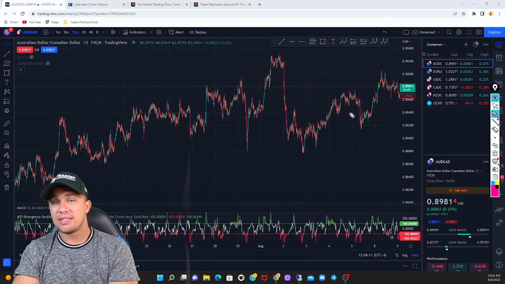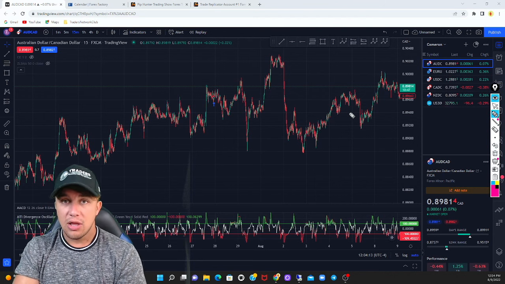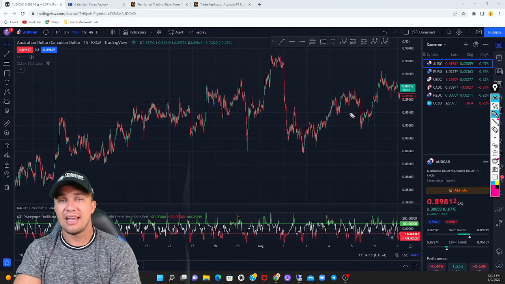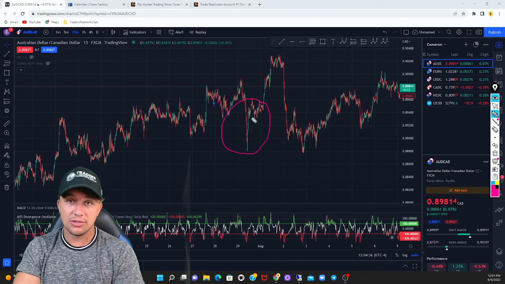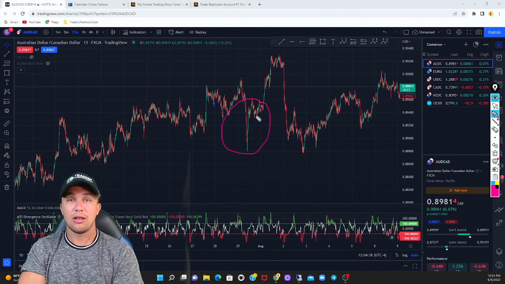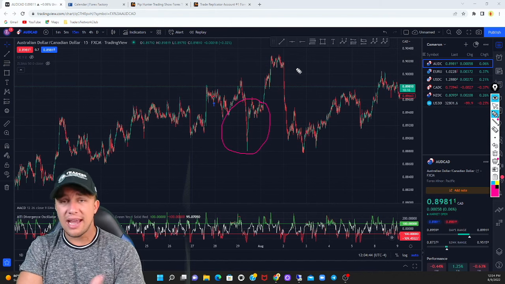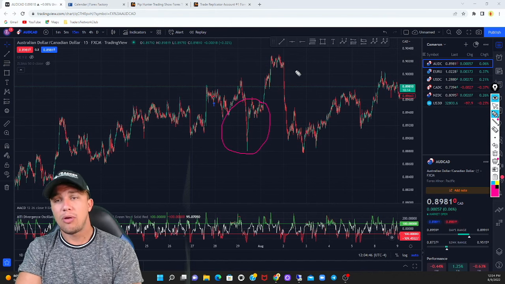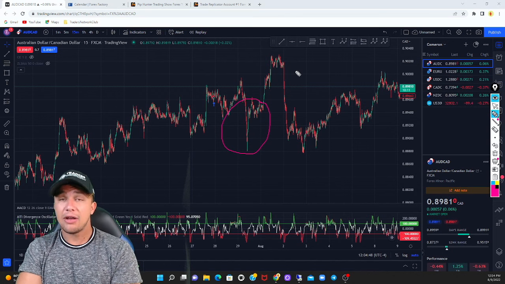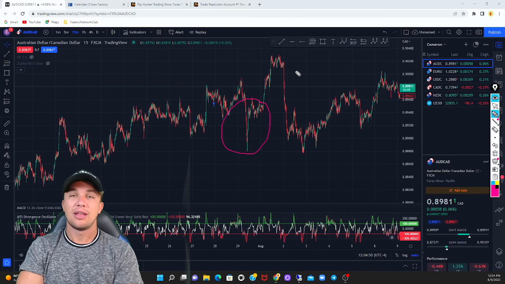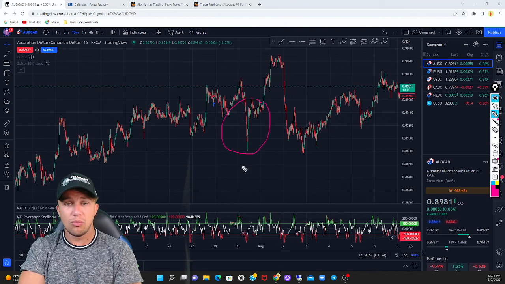And for you beginner traders that don't know what divergence is, we have positive and negative divergence. For positive divergence, we're looking for price to create lower lows and momentum to create higher lows. And for negative divergence, we're looking for price to create higher highs and momentum to create lower highs. So we had a falling wedge here.